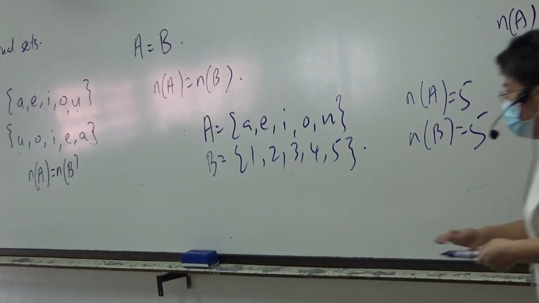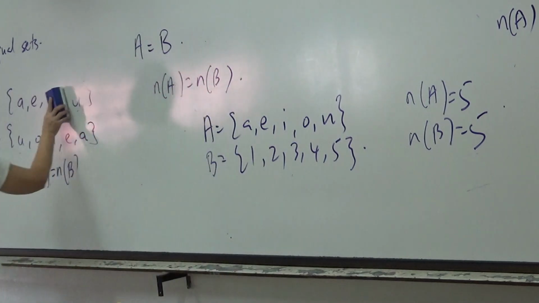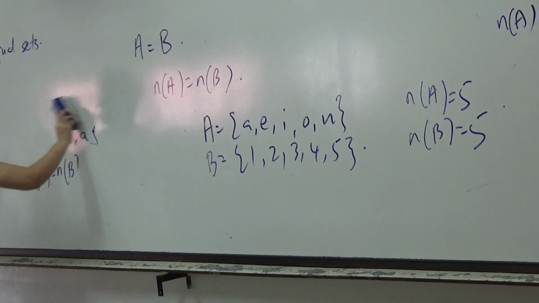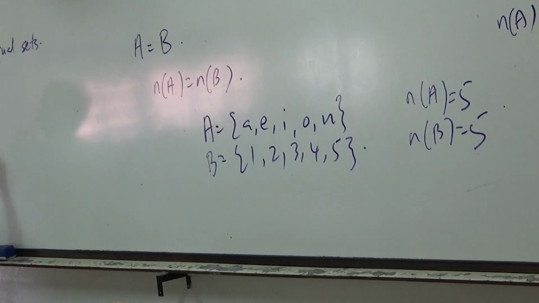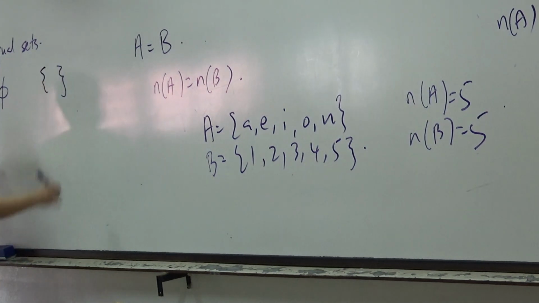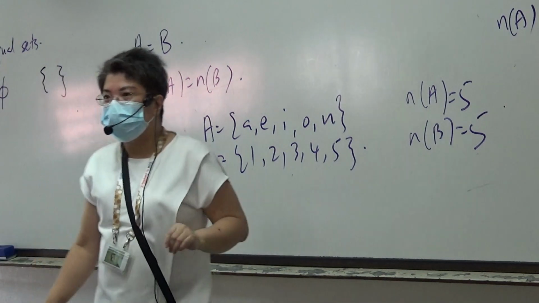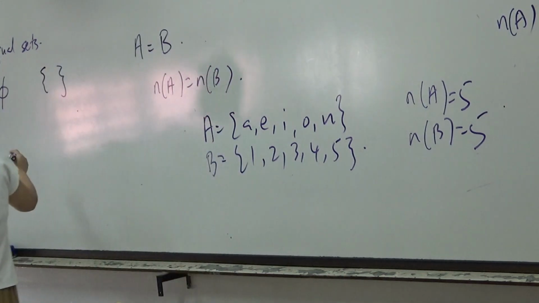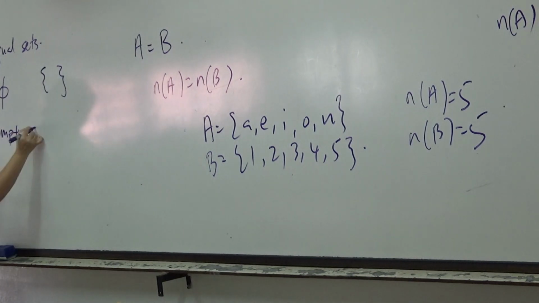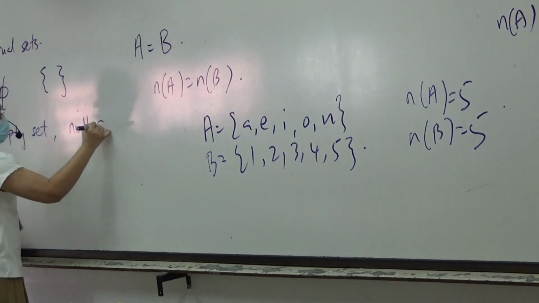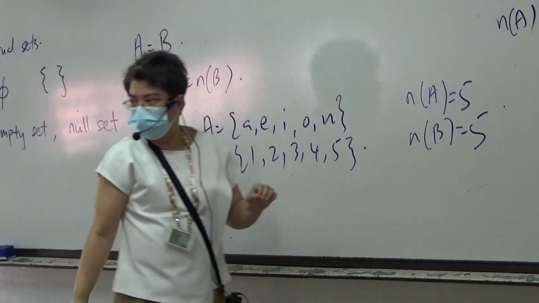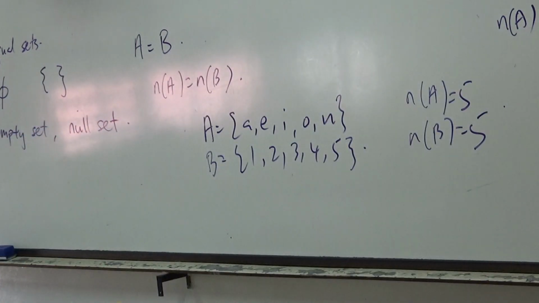Empty sets. Now, how do we denote empty sets? An empty set is denoted like this: zero with a slash, that means nothing. Or it can be written as curly brackets with nothing inside. Empty sets are also called null sets.